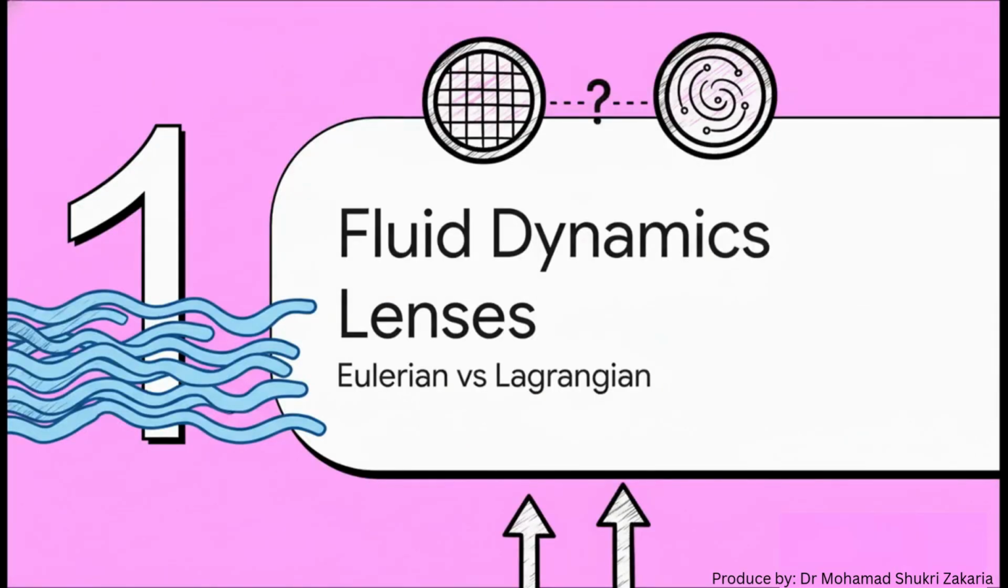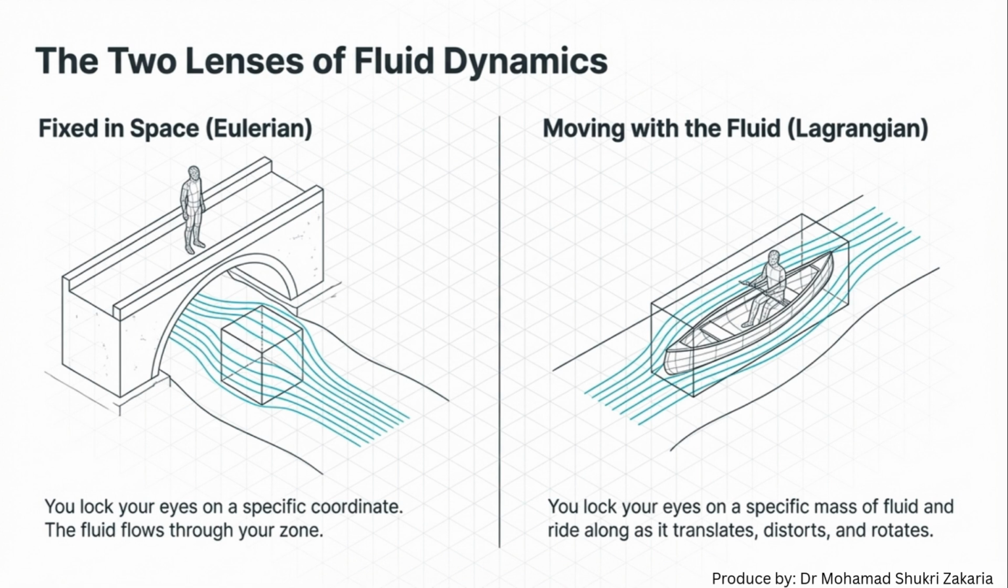To get started, we really need to get our heads around the two fundamental ways you can look at a fluid in motion. It's all about your point of view, really. And this image just illustrates it perfectly. So on the left, that's the Eulerian view. I want you to picture yourself standing on that bridge. You're totally still, you're focused on a single point in space, and you're just watching the river flow past you. You're measuring things like velocity and pressure, all at that one fixed spot.